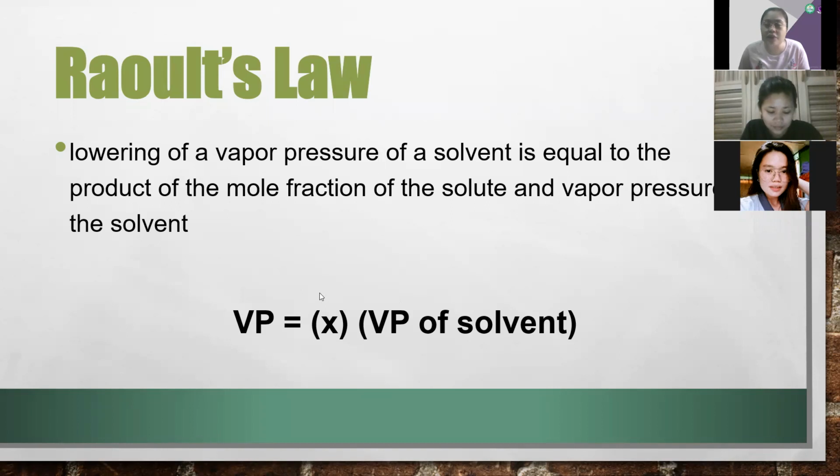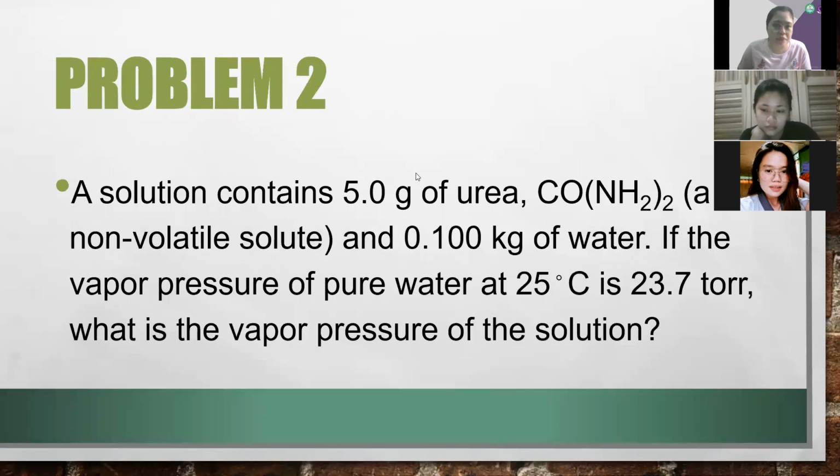So we have here Raoult's law that governs the vapor pressure lowering of our solution using this formula. Vp, or the vapor pressure of the solution, is equal to X, X being the mole fraction, multiplied with the vapor pressure of the solvent. So we are done with both problems here for the vapor pressure lowering. Do you have questions before we proceed with the boiling point elevation? None?